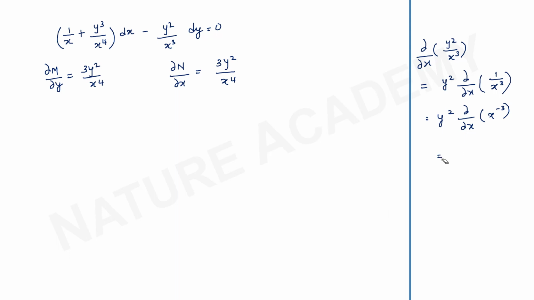You can also write 1 by x cube as x raised to minus 3. Now you apply the formula n into x raised to n minus 1 for differentiation which we use. So y square into minus 3 x raised to minus 4, because minus 3 minus 1 is going to be minus 4.